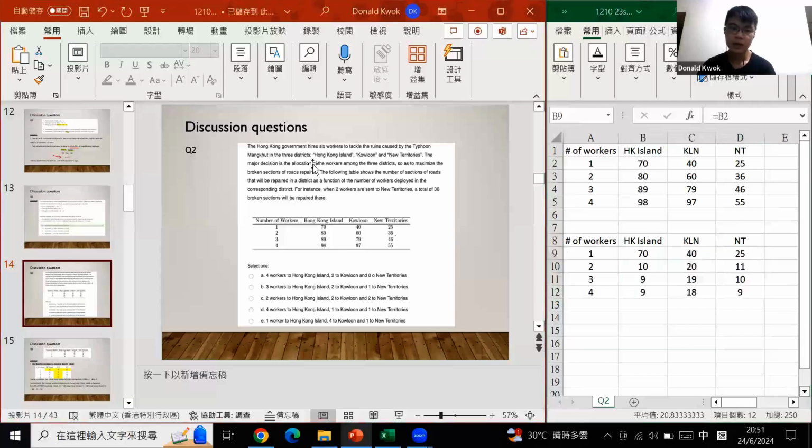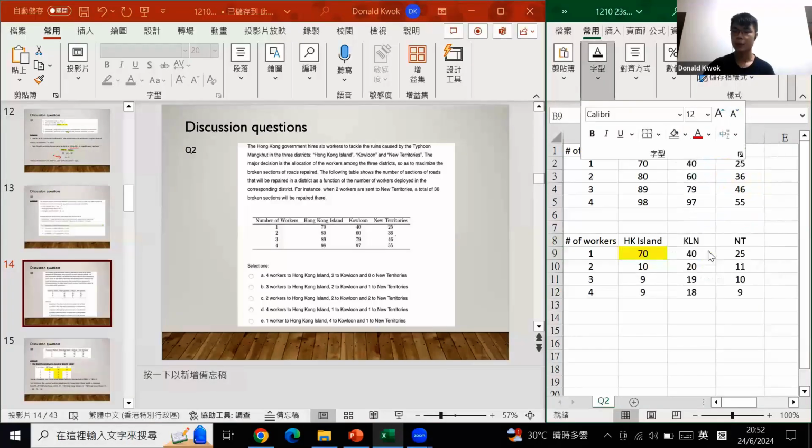Okay, so as mentioned in the question, there are 6 workers to allocate into these 3 areas. How can we determine which area each worker is allocated to? So let's say for the first worker, if you allocate to Hong Kong Island, it can repair 70 additional broken sessions. And if you allocate to Kowloon, 40 additional broken sessions can be repaired. While if you allocate to New Territories, 25 additional broken sessions can be repaired. And since 70 is the greatest number among the 3, then the first worker should be allocated to Hong Kong Island to repair more broken sessions.